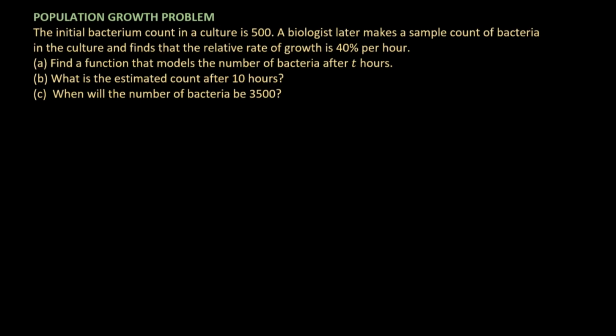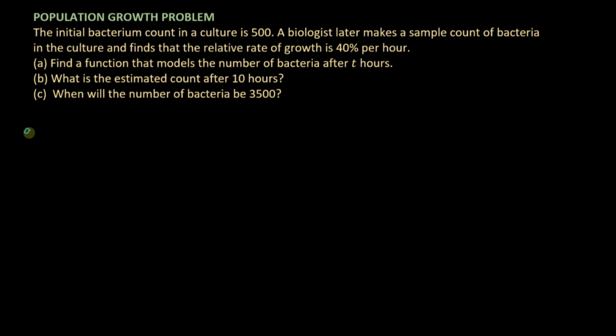Population growth problem. The initial bacterium count in a culture is 500. A biologist later makes a sample count of bacteria in the culture and finds that the relative rate of growth is 40% per hour. A: Find the function that models the number of bacteria after t hours. B: What is the estimated count after 10 hours? And C: When will the number of bacteria be 3,500?